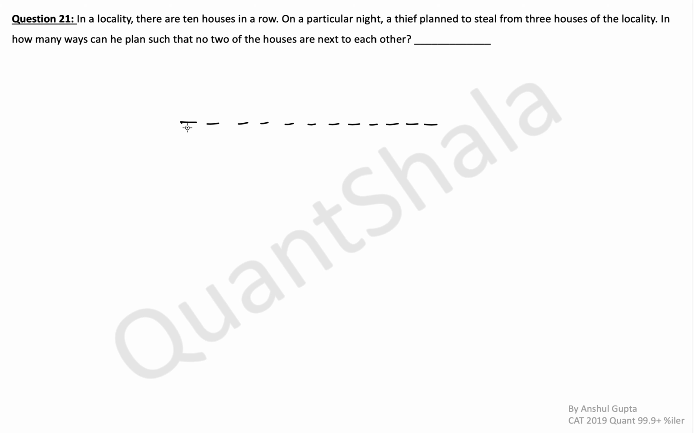So these are 10 houses, 1, 2, 3, 4, 5, 6, 7, 8, 9, 10. Okay, let's put these 2. So there are 10 houses. He can choose 3 in this manner, either these 3, or he can choose 1, 2 and then 3 here, or any scenario where no 2 houses are next to each other. Okay, so how would you do this?